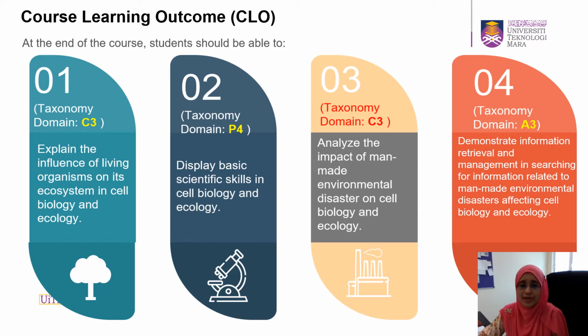And then the third CLO is for you to be able to analyze the impact of man-made environmental disaster on cell biology and also ecology. And the last CLO is for you to be able to demonstrate information retrieval and management in searching for information related to man-made environmental disaster affecting cell biology and ecology. So this one falls under A3. Okay. So what is C3, what is P4, and what is A3?